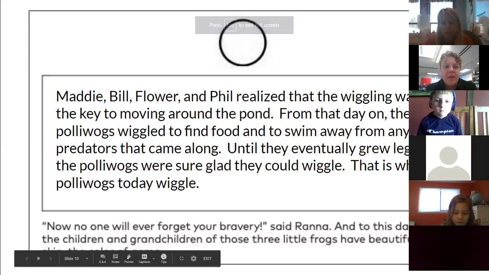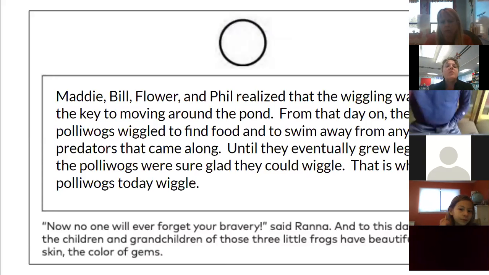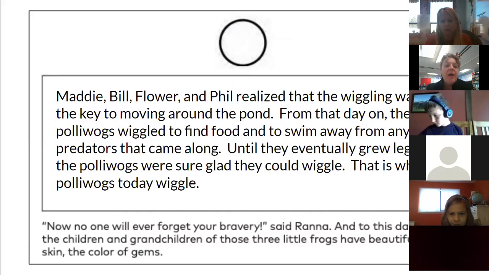So here we go. Maddie, Phil, Flower, and Phil realized that the wiggling was the key to moving around the pond. From that day on, the pollywogs wiggled to find food and to swim away from any predators that came along. Until they eventually grew legs, the pollywogs were sure glad they could wiggle. That is why pollywogs today wiggle. All right, so I took that one idea and made it into a sentence that connects to our story and tells what the purpose was, to tell why pollywogs wiggle and why it was useful that they could wiggle.